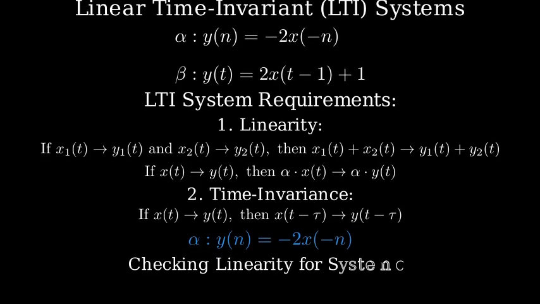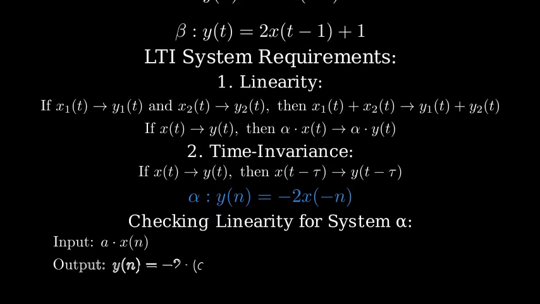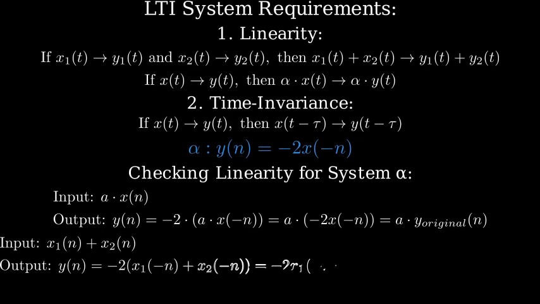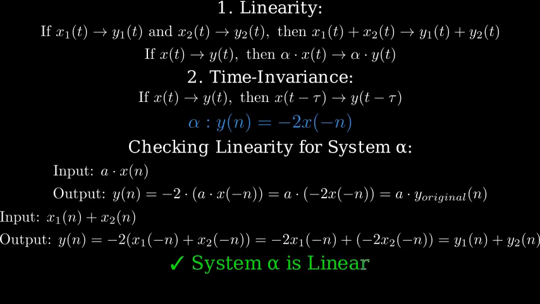Now let's analyze system alpha, y of n equals -2 times x of -n. First, let's check if the system is linear. For homogeneity, if the input is scaled by a constant a, the output becomes -2 times a times x of -n, which is a times the original output. So homogeneity is satisfied. For superposition, if we have two inputs x1 and x2, the output for their sum would be -2 times the sum of x1 and x2 at -n, which equals the sum of the individual outputs. So superposition is also satisfied. Therefore, system alpha is linear.